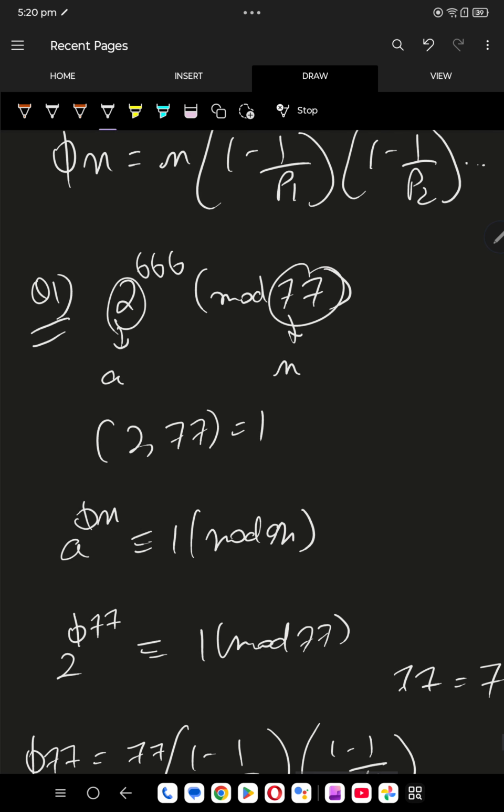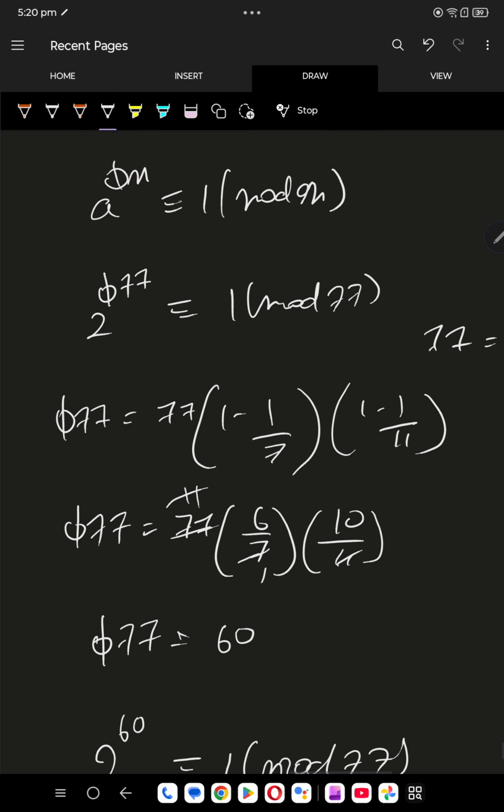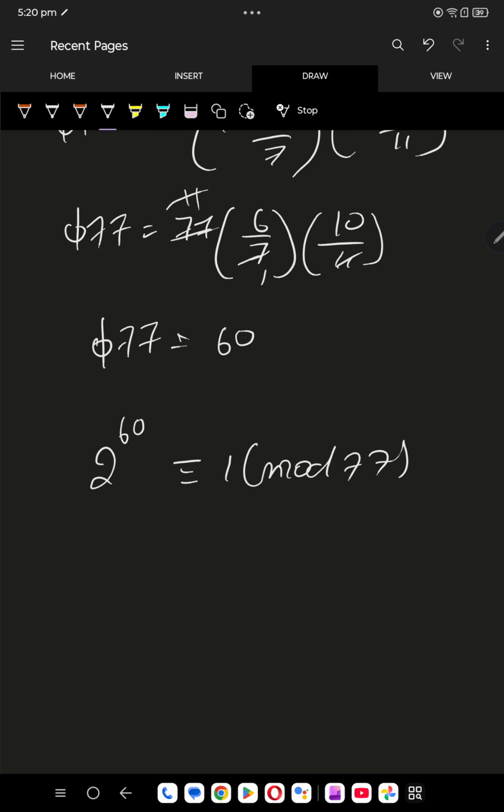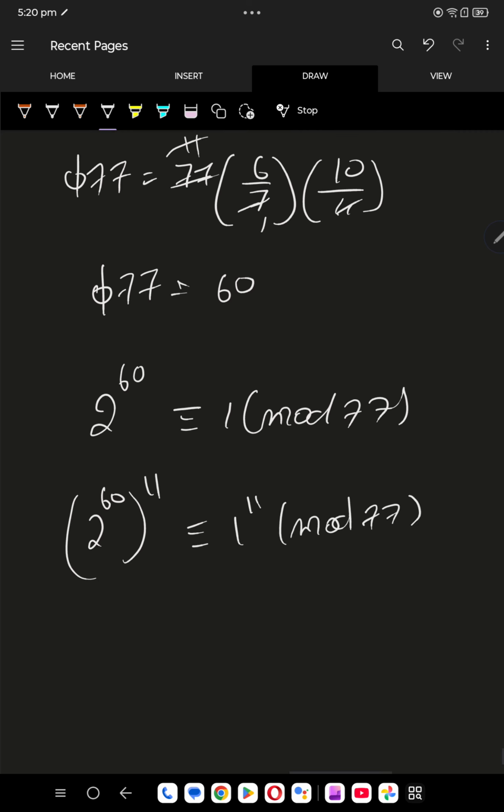But what do we need? Do we need 2 power 60? No, we need 2 power 666. So find the nearest number. You can start with 2 power anything also, but I'm going to try to find the nearest number to 666. So 666 by 60 I'll do. What will I get? I will get 11. So 60 into 11 I should do basically. So 2 power 60 to the power 11 I can do because it's going to multiply. That's congruent to 1 power 11 mod 77. This is going to be 2 power 660 is congruent to 1 mod 77.